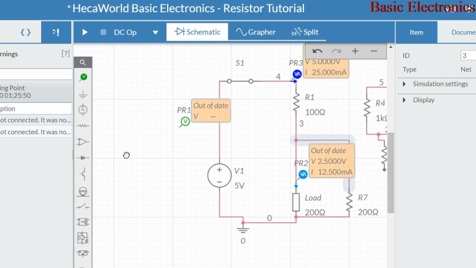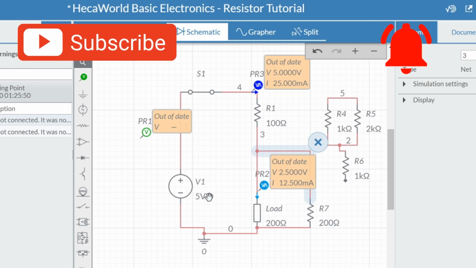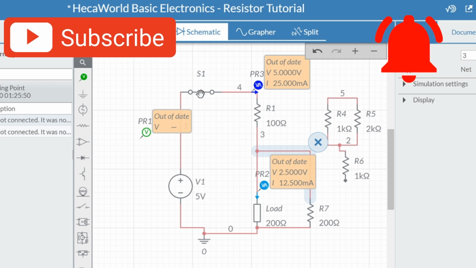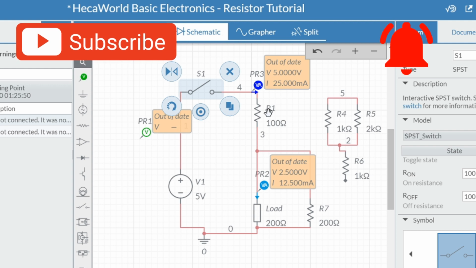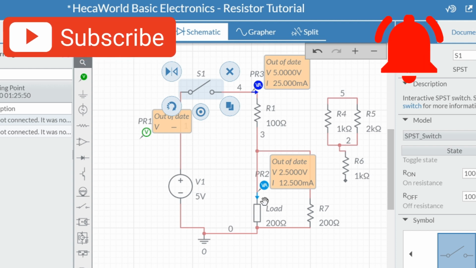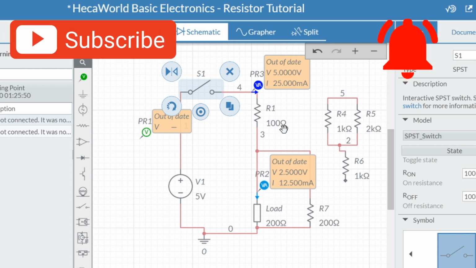Let's go straight to a simple simulation. Right here, you're going to see a voltage source, 5 volts to be precise. There's a switch right here to close the circuit, so I'm going to leave it open right now. And then you can see a complex or hybrid resistor network on the right hand side.